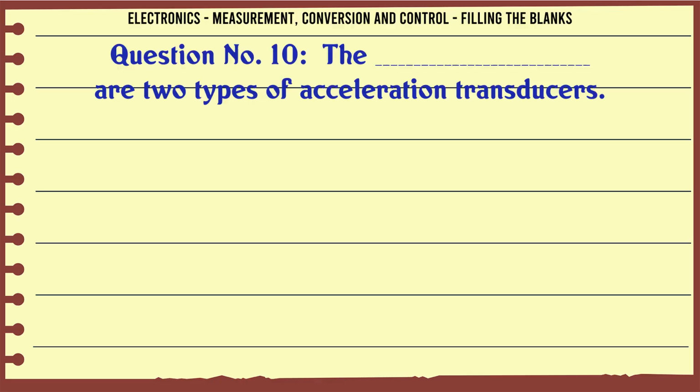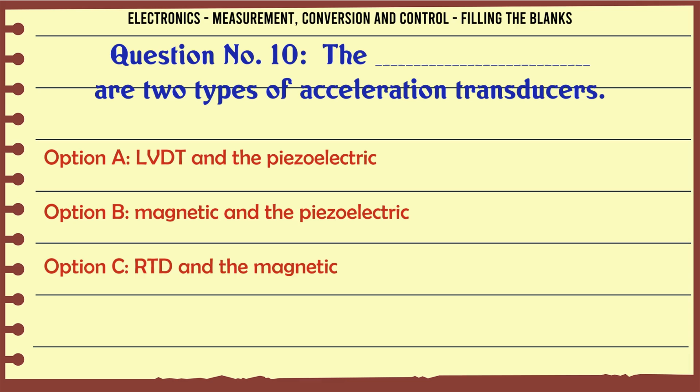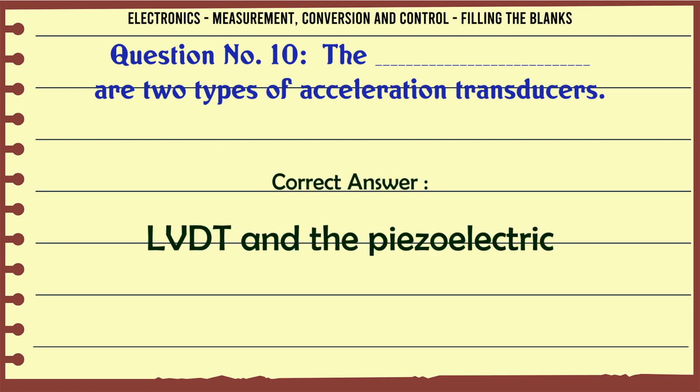There are two types of acceleration transducers, A. LVDT and the piezoelectric, B. Magnetic and the piezoelectric, C. RTD and the magnetic, D. LVDT and the RTD. The correct answer is LVDT and the piezoelectric.